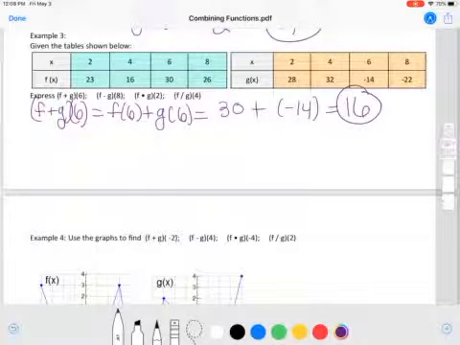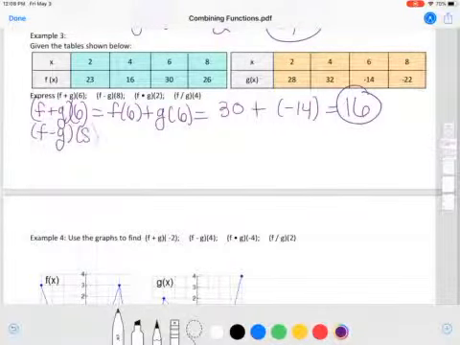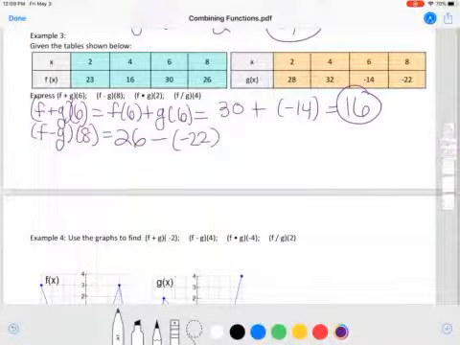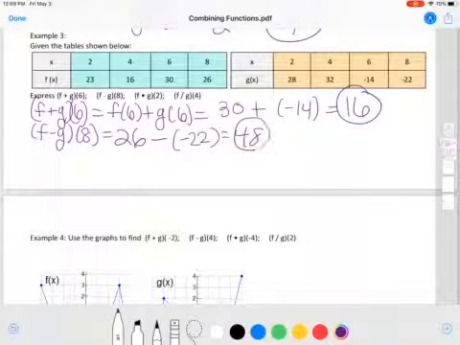Now let's do the same thing, but with f minus g of 8. I'm going to find f of 8, which is 26, and g of 8, which is -22, and I'm going to subtract. I'm subtracting a -22, so that's going to give me 26 plus 22, which is going to give me a positive 48.